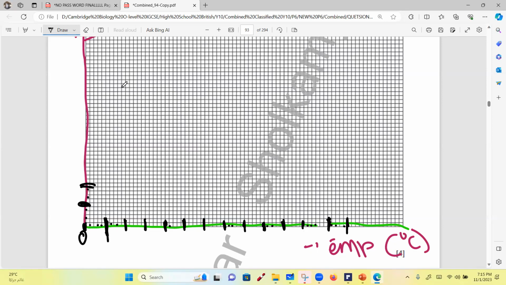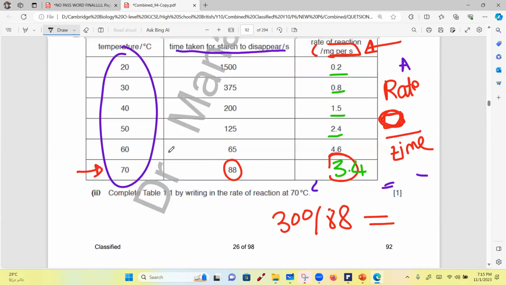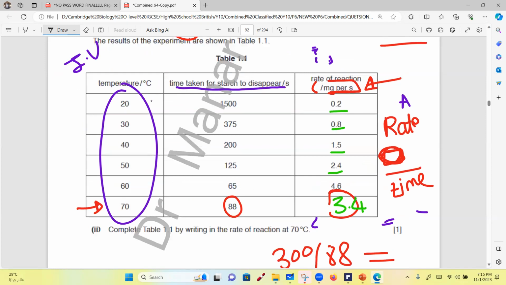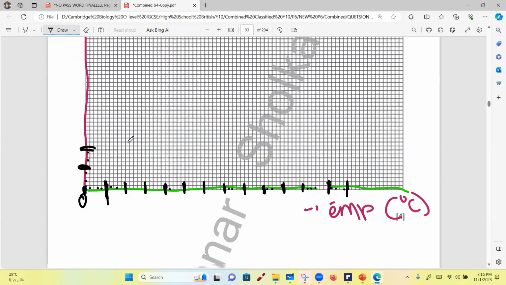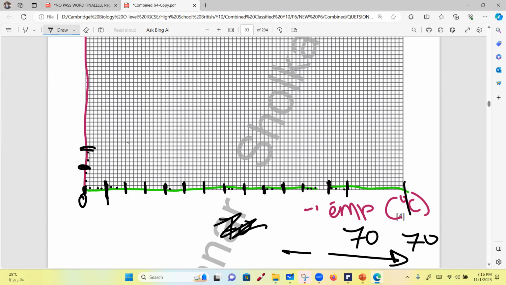And then I have to distribute my values. How do I distribute my values? I have to look at the maximum value. This is 70. I have to distribute my values so that my maximum value is close to the end of the graph. The 70 has to be here. It cannot be here. It cannot occupy half the graph or a little bit more than the half. No, you will lose a grade. The 70 has to be plotted at the end of the graph.